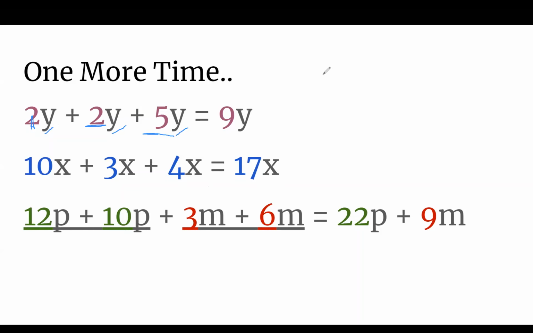So the thing to notice here is that when I'm adding the alphabets, I'm just adding the numbers before the alphabets. And what is this called? The number before the alphabet is called a coefficient. So these are the coefficients that we are adding to find out how many of such variables we have together.